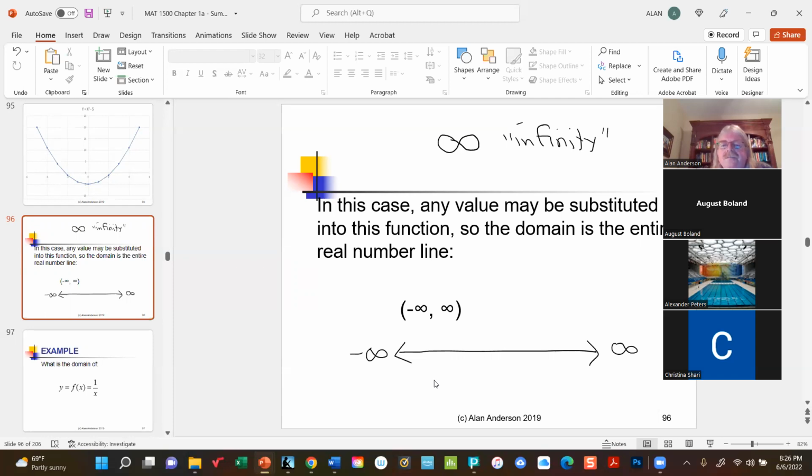Now, if you notice, this is written as an interval. By convention, we're going to use parentheses here when we're dealing with infinity. You'll see that there will be cases when we do not use the round parentheses.